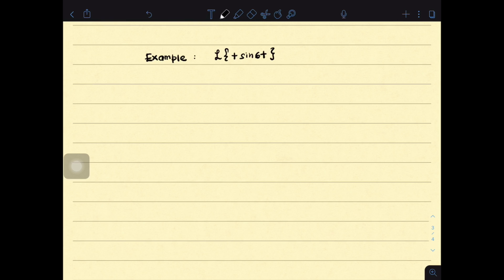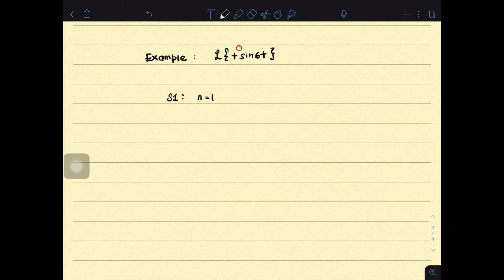Okay, so step number one is to write what is the value of n. From here you can see your value of n is equal to 1, where the value of n can be obtained from here. Okay, so n is equal to 1.